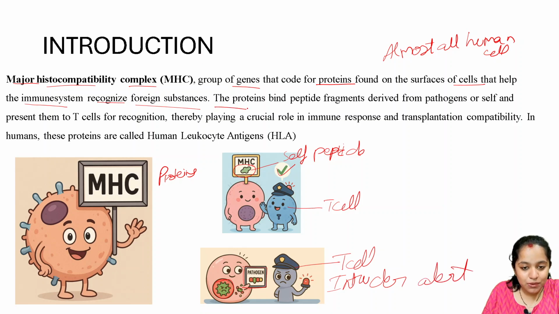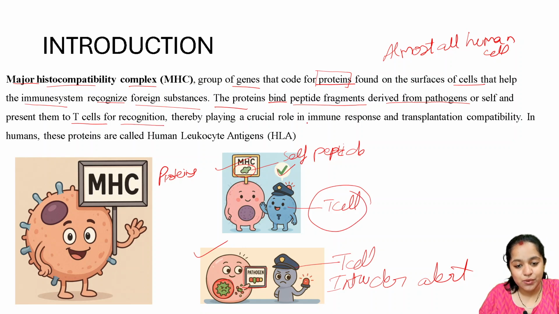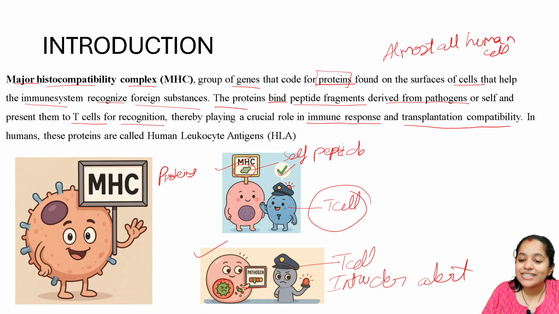So, the proteins which are coded by the MHC genes, what do they do? They bind the peptide fragments derived from either the pathogen or self and present them to the T cell, our immune police, for recognition, thereby playing a crucial role in immune response and transplantation compatibility. Now, in humans, these proteins are called HLA, human leukocyte antigens. You know why? Because they were discovered in human leukocytes. That's why they're called human leukocyte antigens.